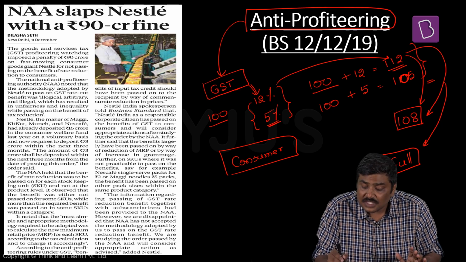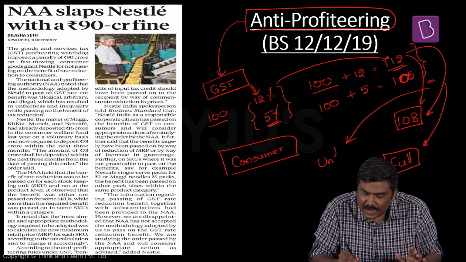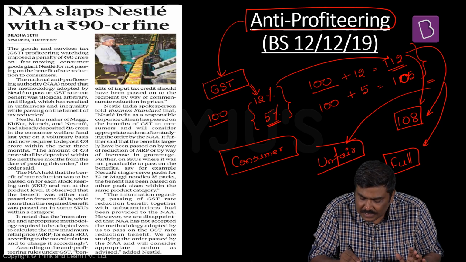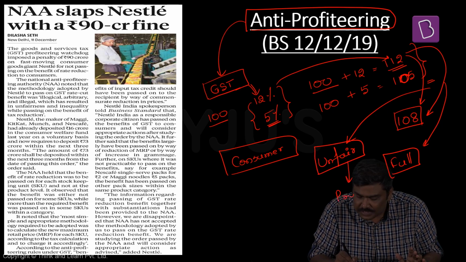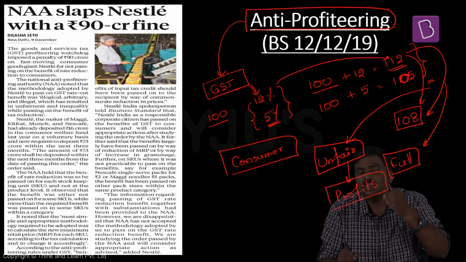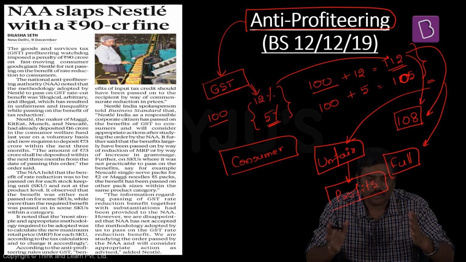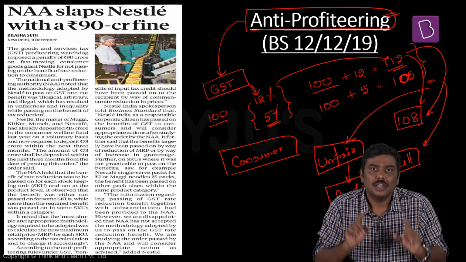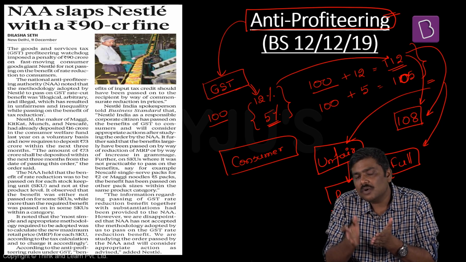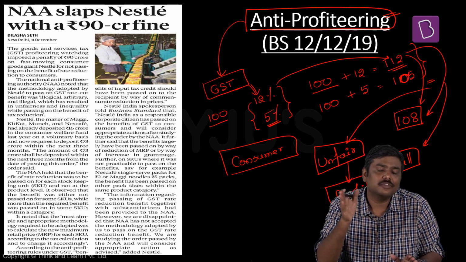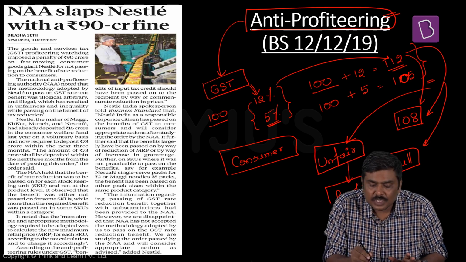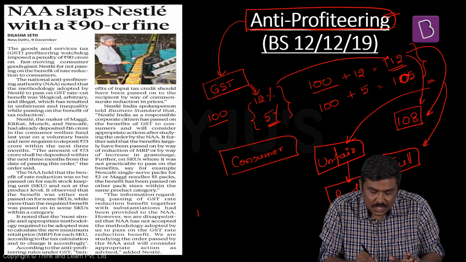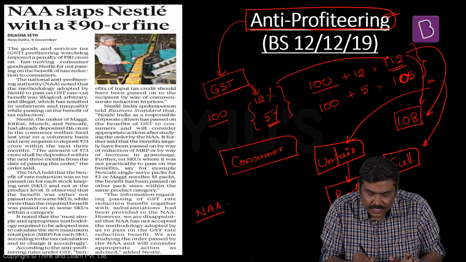And whenever such unfair practices are used by the companies to increase their profits, this particular process is called profiteering. Now, Government of India, to counter this concept of profiteering practices of the businesses, has introduced the concept of National Anti-Profiteering Authority under the ambit of GST.